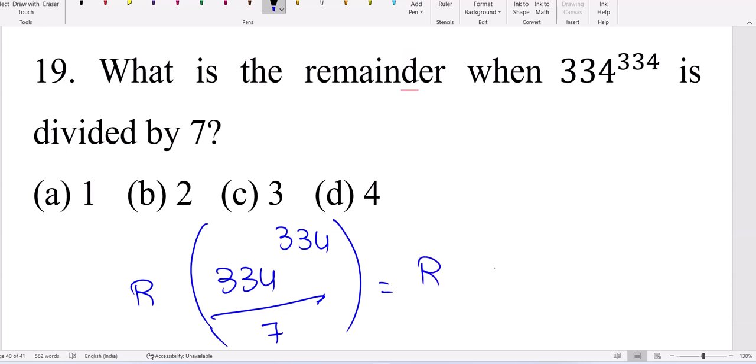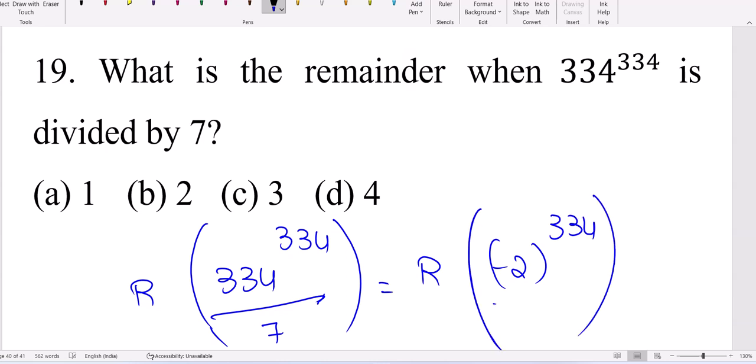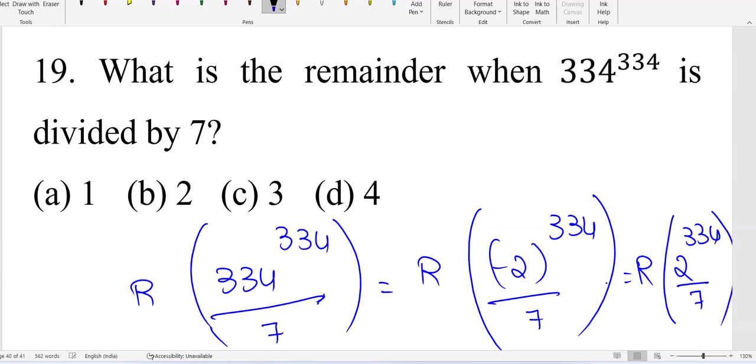I can take minus 2 power 334. Minus 2 power an even number is 2 only. It's simply 2 power 334 divided by 7. Up to here, is it clear? First we took minus 2, and as the power is an even number, we got plus 2. Now, what is the next step?